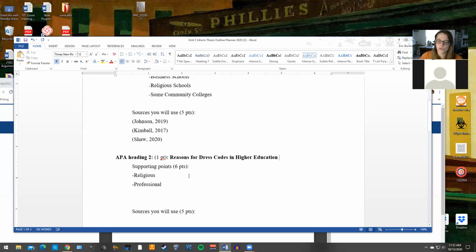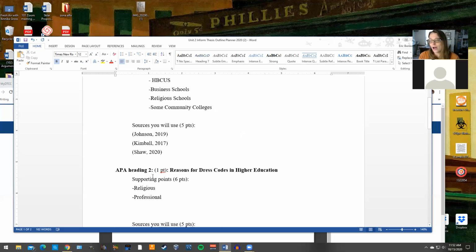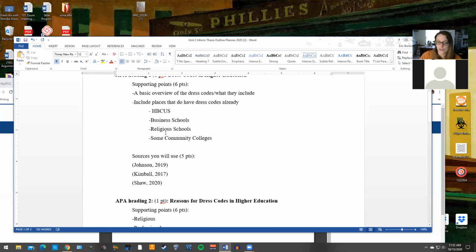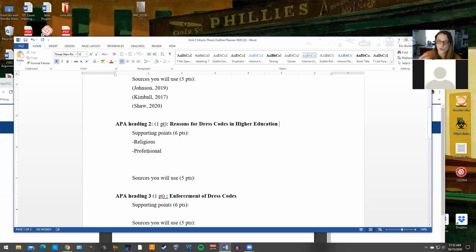Then when I get into reasons for dress codes in higher education, I'll have a section explaining in some schools it's a function of the religious purpose of the school. So there's a modesty clause, which makes sense. And maybe I'll write 2 or 3 paragraphs about the professional aspect, about wanting to seem professional from things like business schools, community colleges, and some HBCUs cite that as a reason as to why they have dress codes as well. So maybe I'll write 2 paragraphs about the reasons that these various institutions have dress codes on the books as professional. Sources I will use.